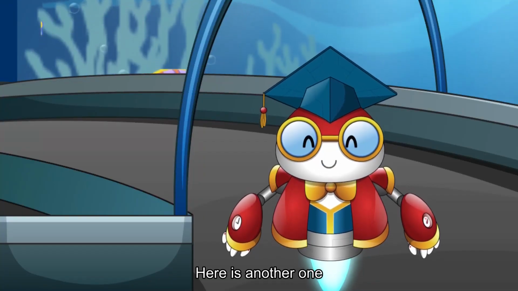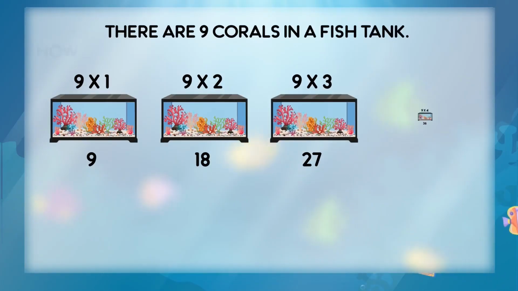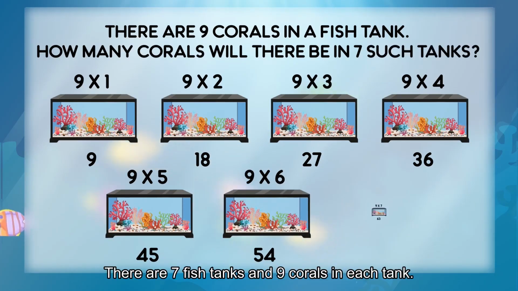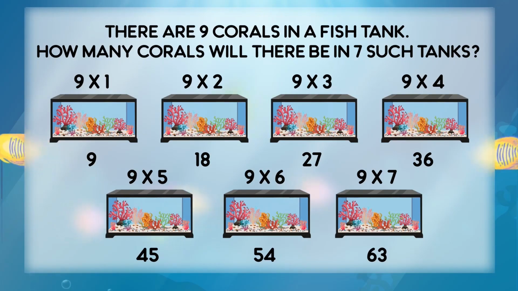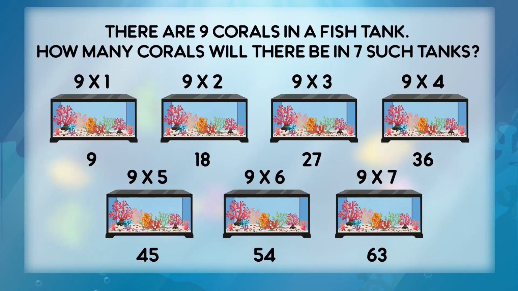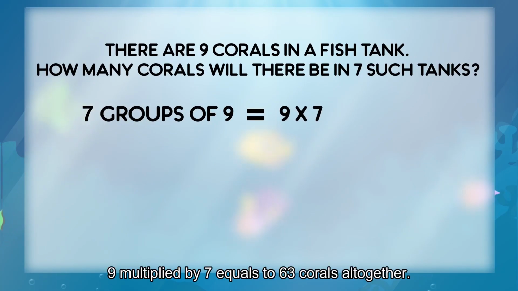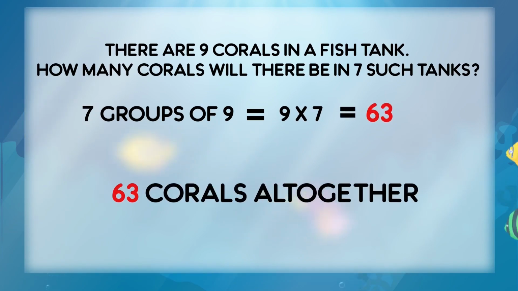Here's another one. There are 9 corals in a fish tank. How many corals will there be in 7 tanks? There are 7 fish tanks and 9 corals in each tank. Thus, to find the product, we multiply 9 by 7. So, in 7 tanks, there will be 9 multiplied by 7 equals 63 corals altogether.